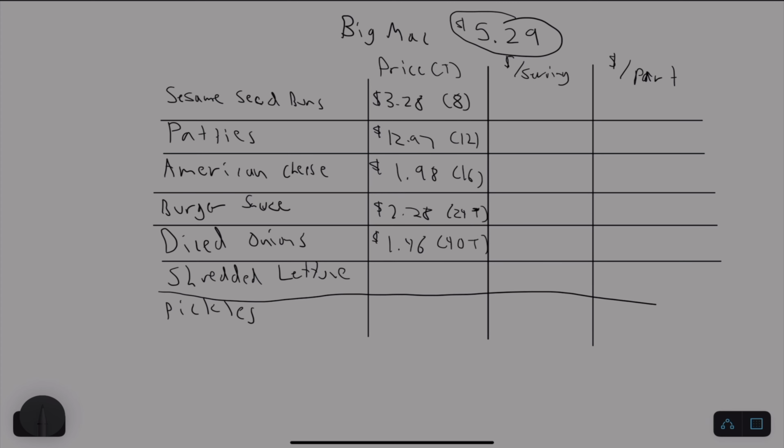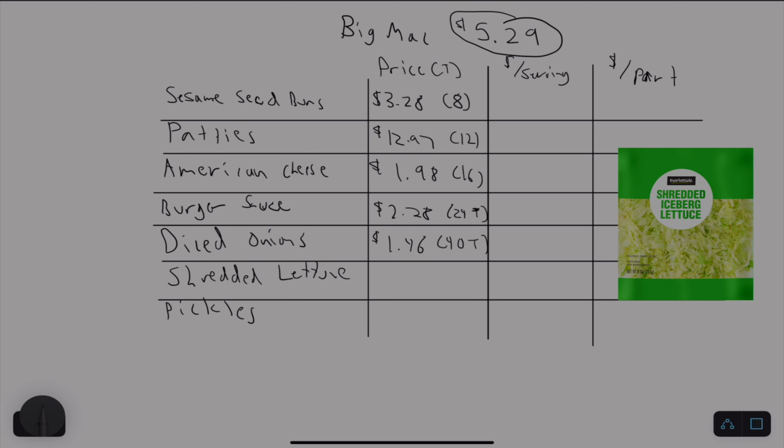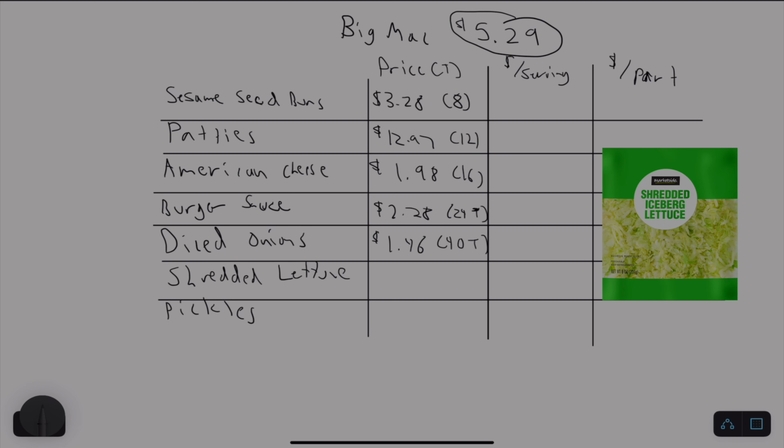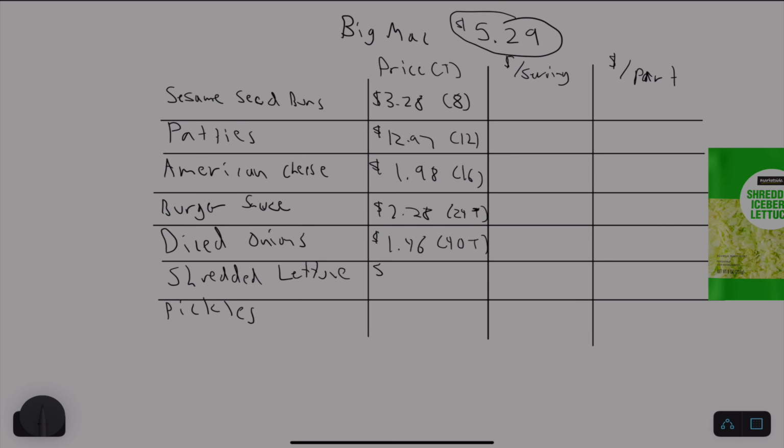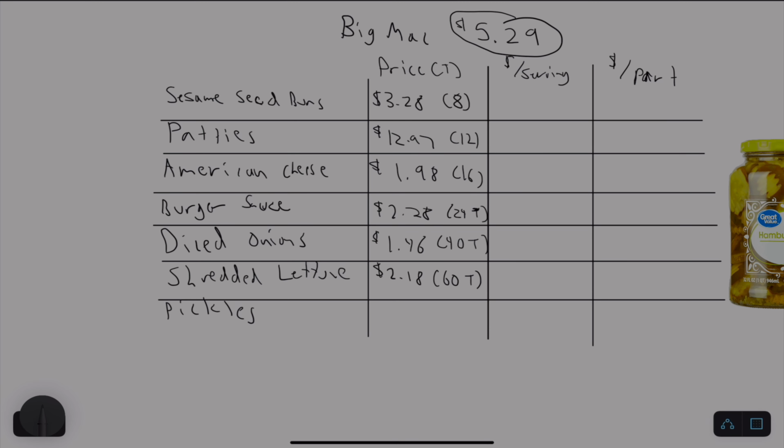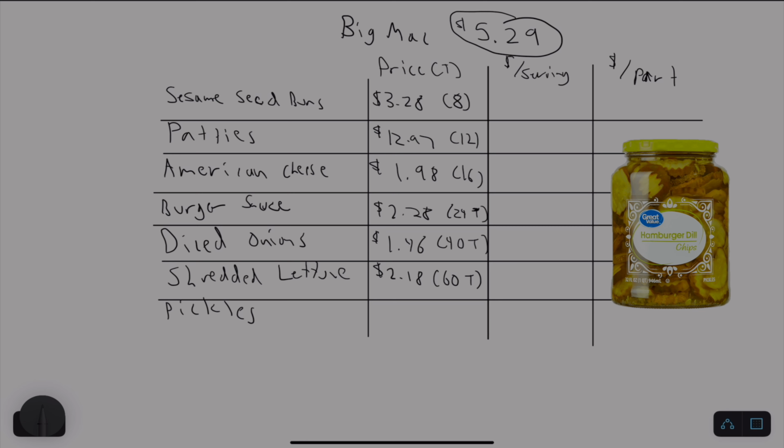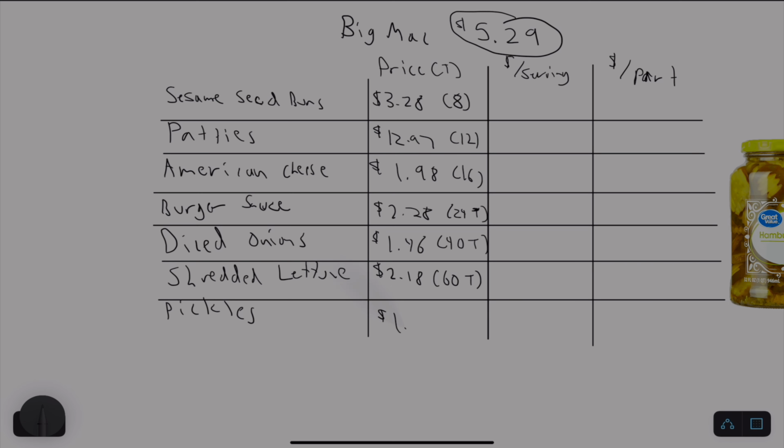For our shredded lettuce, they usually find it in the market side big bag. You could also buy head lettuce, but they use shredded lettuce. And that comes to around $2.18 for around 60 tablespoons. Or if you were to divide that by 4, because there are 4 tablespoons in a quarter cup, that would be about 15 of those quarter cup servings. And then last, the pickles. These are the Great Value Hamburger Dill Pickles, and that is also $1.98 for about 50 chips.